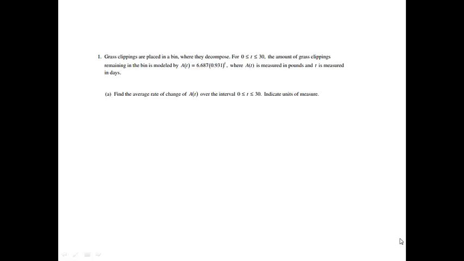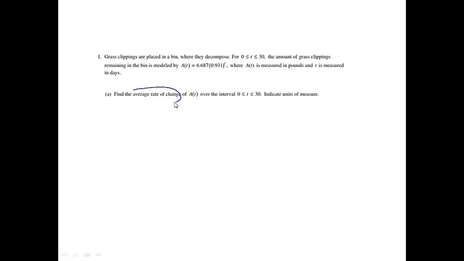Question 1. Grass clippings are placed in a bin where they decompose. For the time between 0 and 30, the amount of grass clippings remaining in the bin is modeled by A of t equals 6.687 times 0.931 raised to the t, where A of t is measured in pounds and t is measured in days. For part A, it says to find the average rate of change of A of t over the interval 0 to 30 and indicate units of measure.